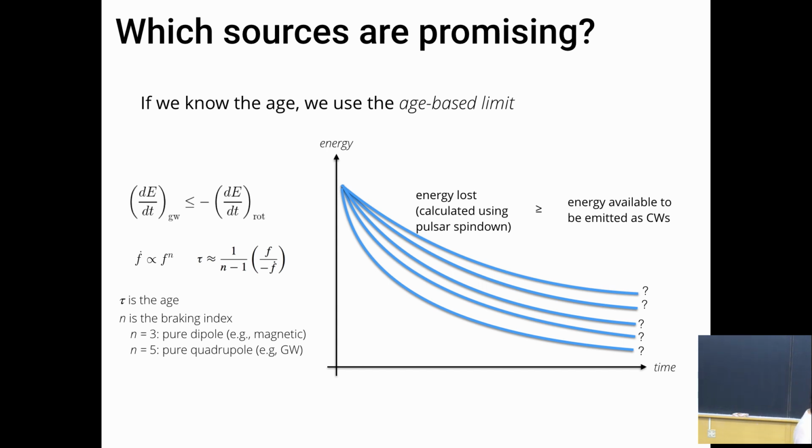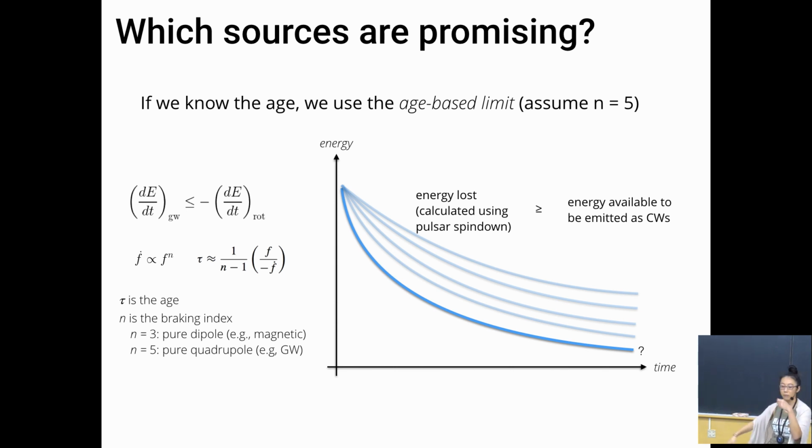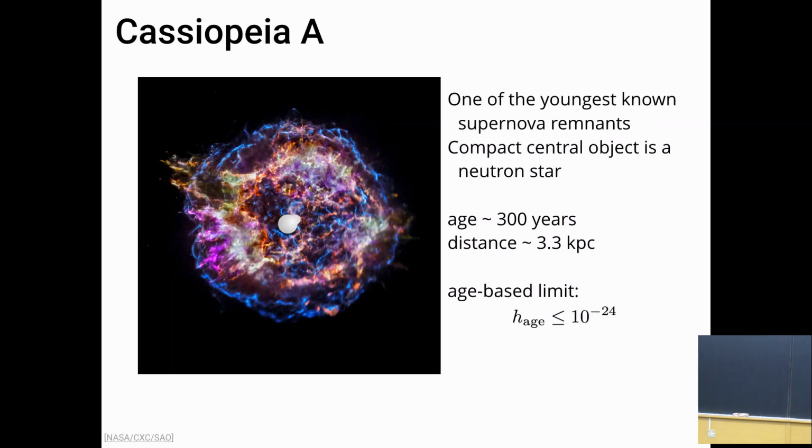And so what you do is you say, I don't know exactly how it's losing energy, but I'm going to take the maximum possible. I'm going to take the most conservative amount, and say it's losing energy as fast as it can, basically all gravitational quadrupole energy. And then I work backwards and say, based on the fact that it was born and then was only emitting due to gravitational quadrupole emission, what is the max amount of energy it could have lost during that time? So when we do this, we see that the best sources for these types of directed searches are young neutron stars.